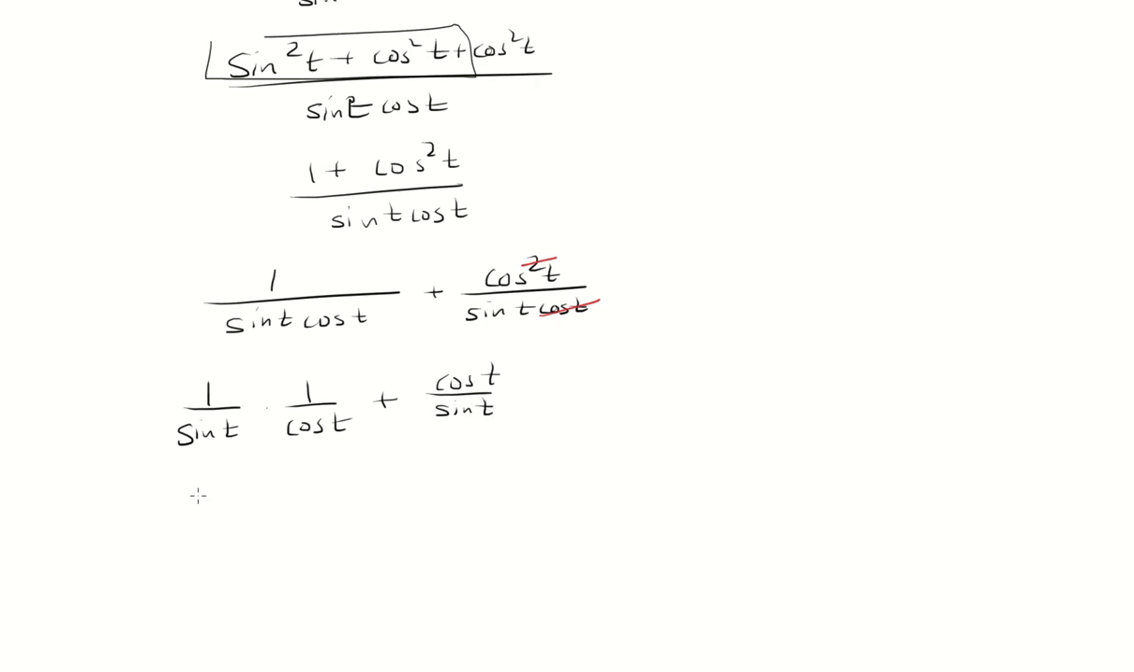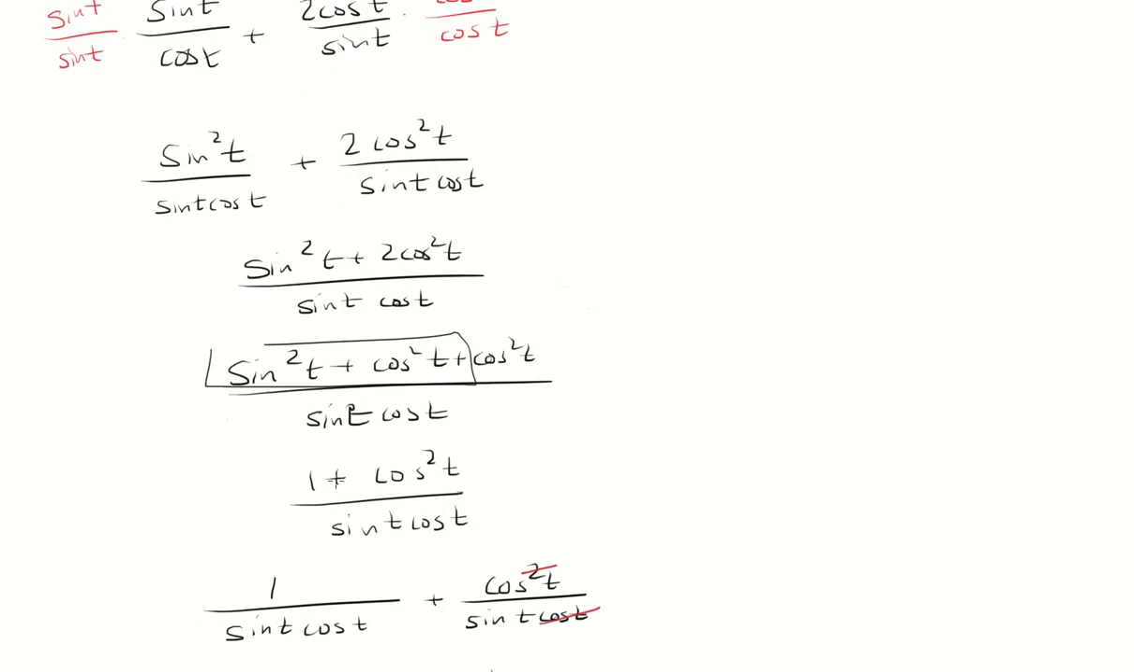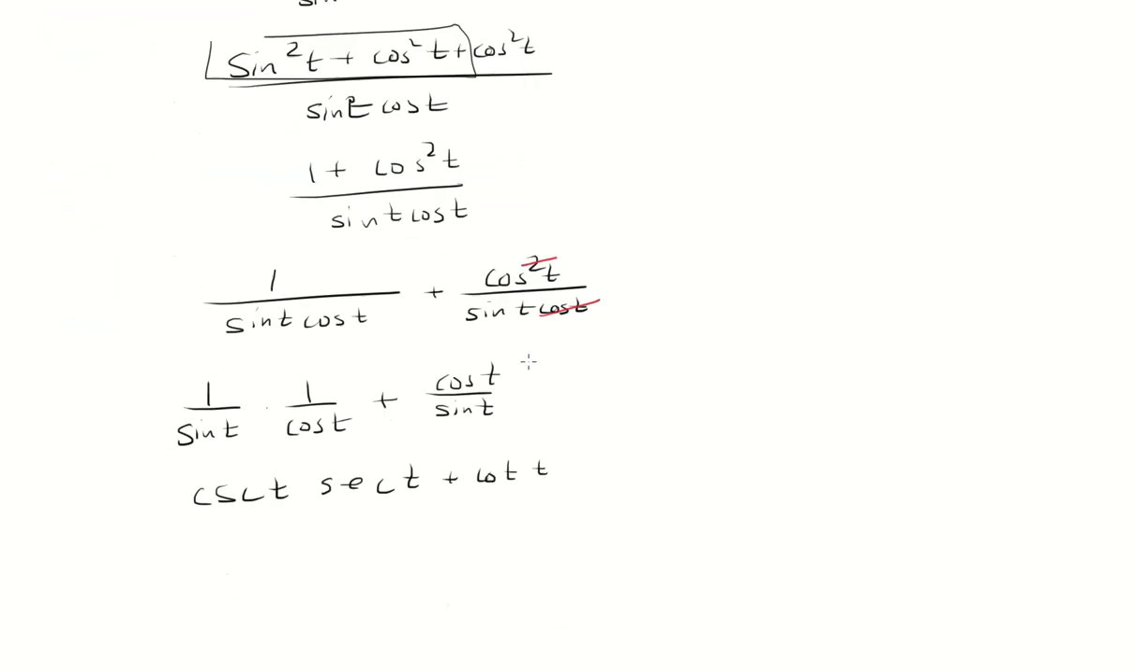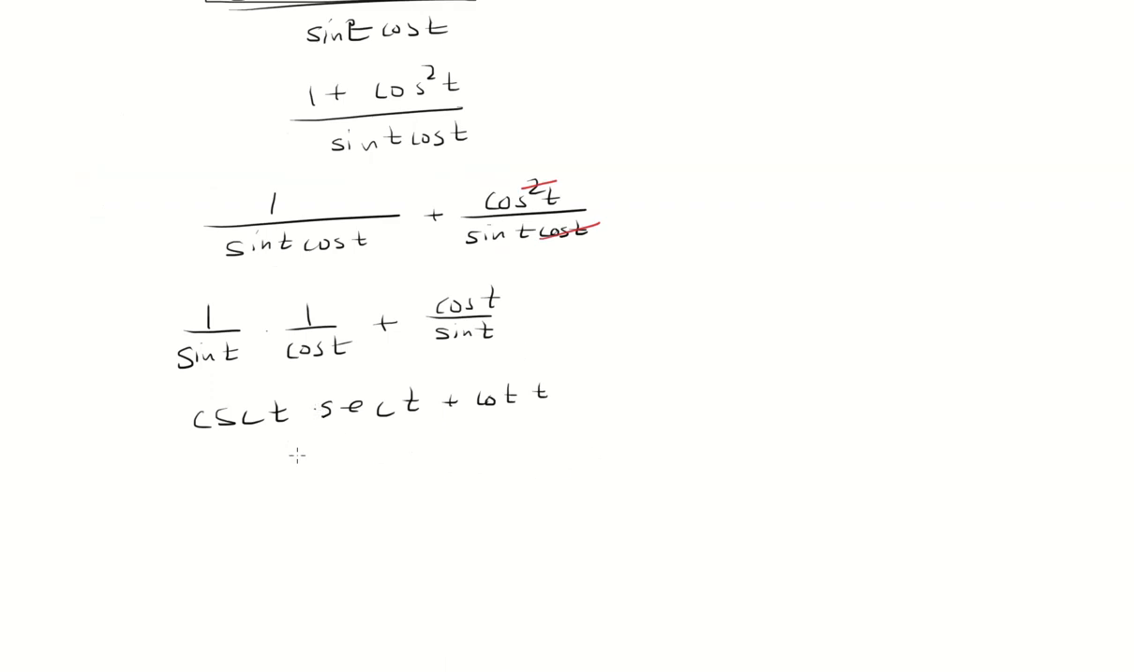1 over sine is cosecant. 1 over cosine is secant. Cosine over sine is cotangent. And notice we wanted to show it's equal to secant times cosecant, all the way up here. So we'll just change the order. So it's secant times cosecant plus cotangent. And so that verifies the identity.